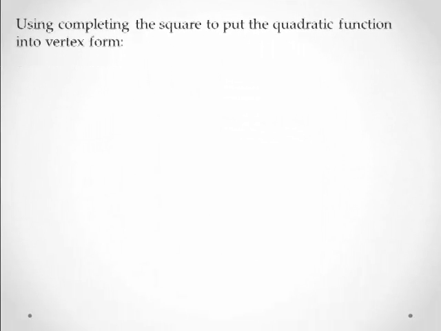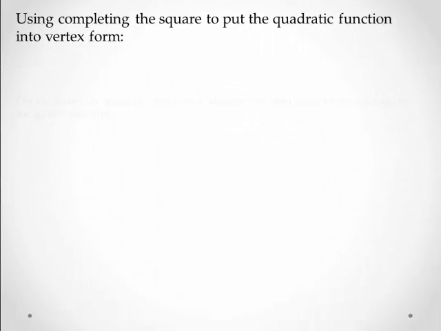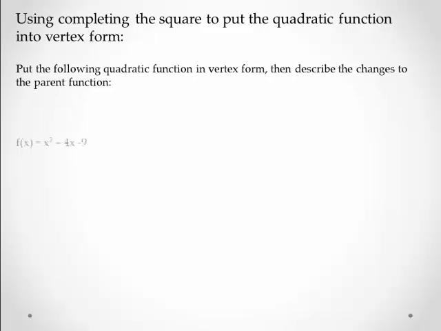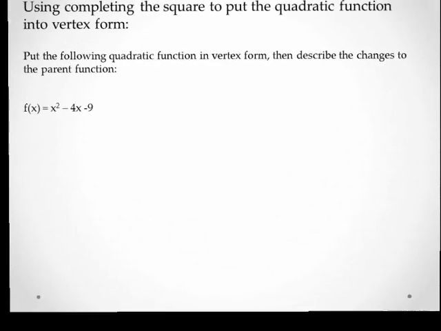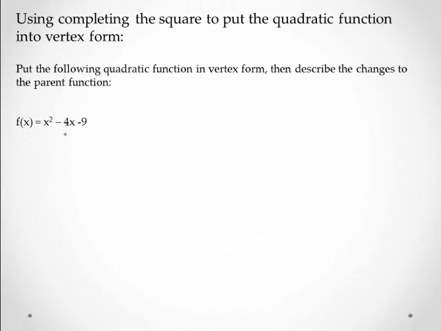Now we use completing the square to put the quadratic function into vertex form. So here's how we do that. Oops, sorry about that. I take this equation and I only look at this part at first. So f of x is equal to, now I'm going to complete the square.